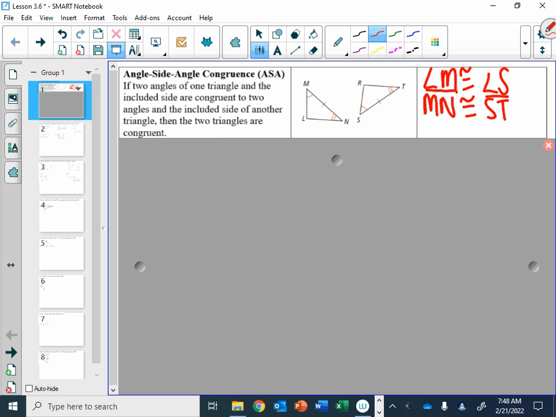And then what angle is congruent to angle N? T, because that has 2 arcs. So if I name this first triangle MNL, how do I name the second triangle to say those 2 triangles are congruent? STR, good. And so those 2 triangles are congruent to each other by angle, side, angle. The side is in between the angles.